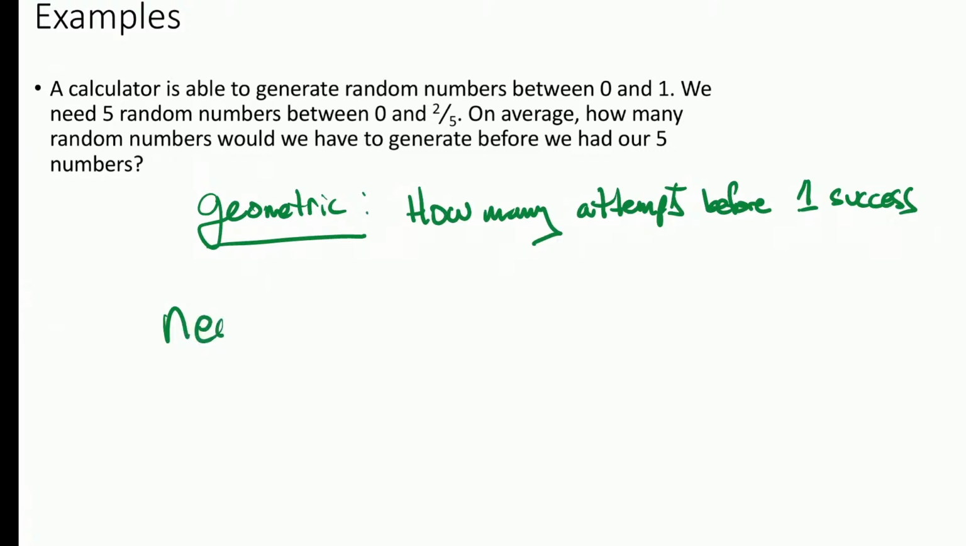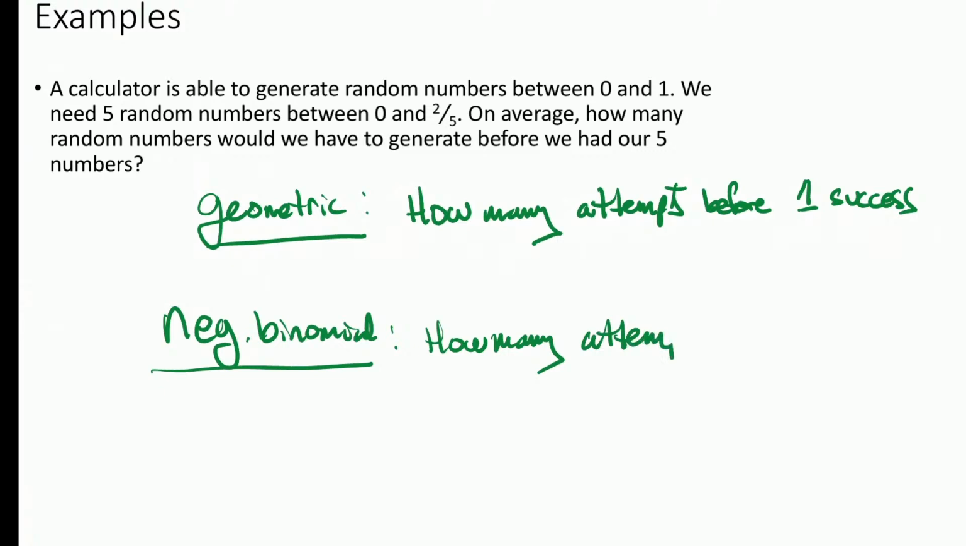And then negative binomial, what that was how many attempts before R successes, where R was whatever number of successes we're looking for. And the example I gave you is the claw game and having to get 3 prizes for my 3 daughters. You know, if I get 1, I'm going to have to get 3. So how long will it be until I get 3 successes?